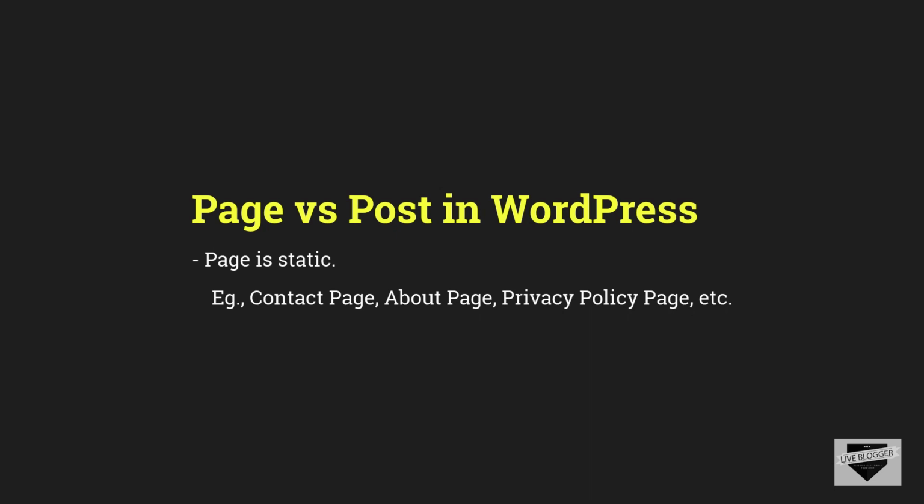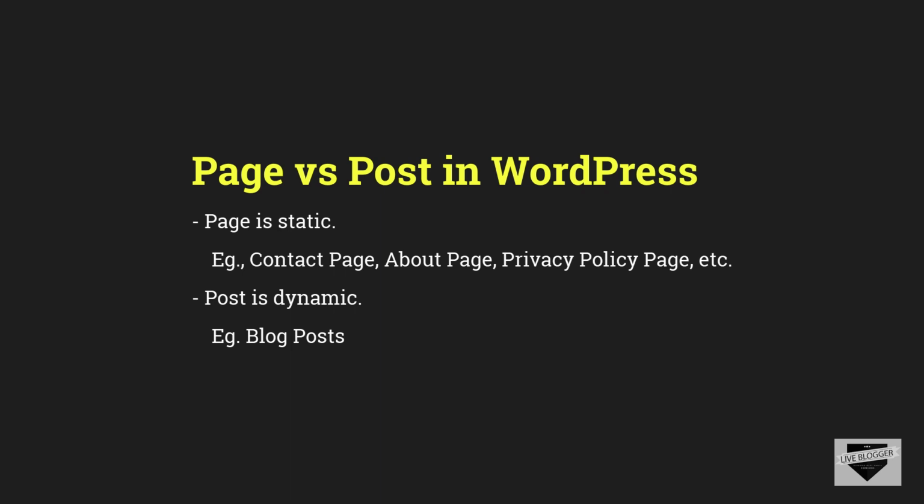Page basically consists of static content. Some of the examples of page are about page, the privacy policy page, the contact page, and so on. On the other hand, a post is a dynamic content. So it is mostly used for blog posts.